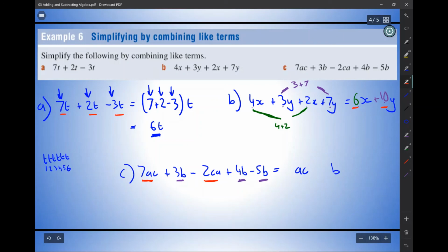Now, let's figure out what should go here. If we look over here, we've got a 7 AC and a minus 2 AC. So that means the number we need to put here is 7 minus 2, which is 5. Now, if we look at our B's, we've got a 3B plus a 4B minus a 5B. So if we add these all up, 3 plus 4 is 7, minus 5 is 2. So this will be plus 2B.